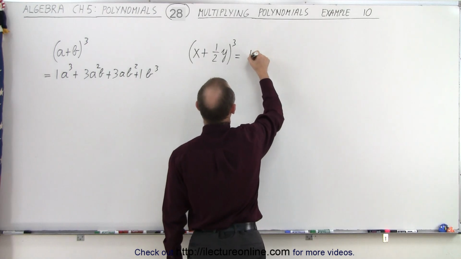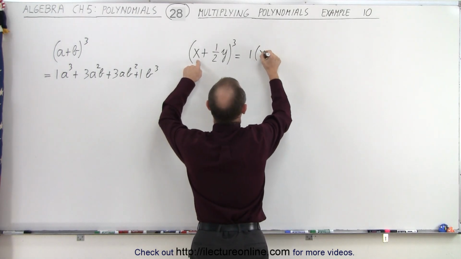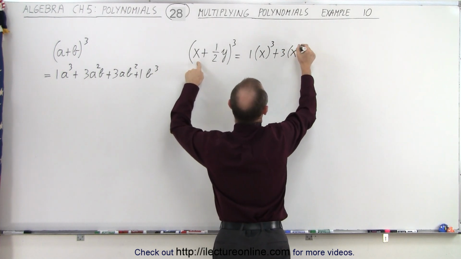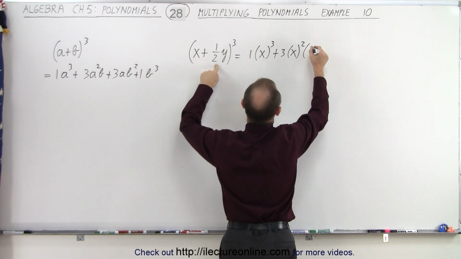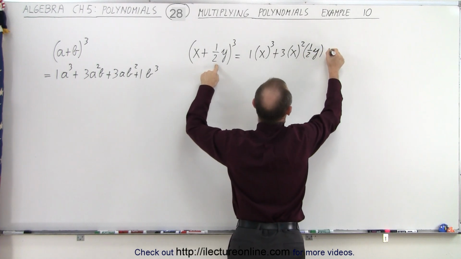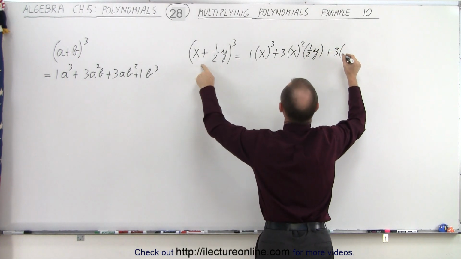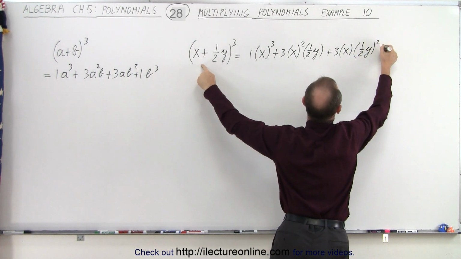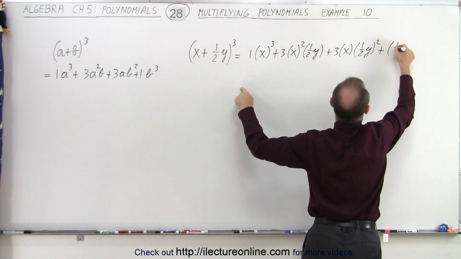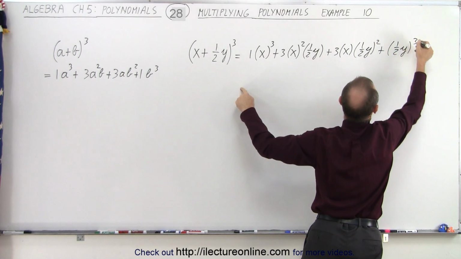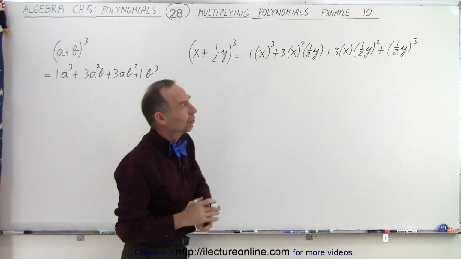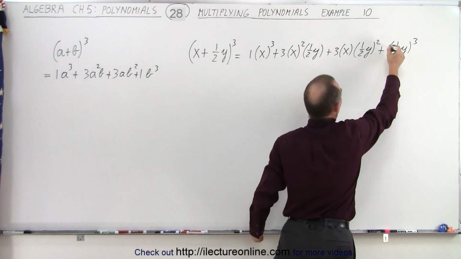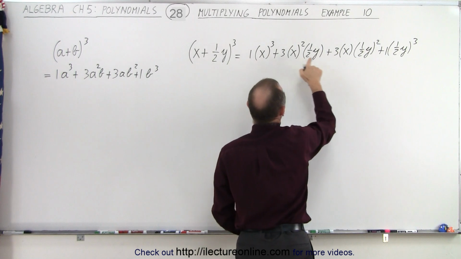It's going to be 1 times the first term cubed plus 3 times the first term squared times the second term to the first power plus 3 times the first term to the first power times the second term squared plus 1 times the third term cubed. So you see, we simply plug it into the formula like that. And just to make sure we realize, the coefficients are 1, 3, 3, 1.